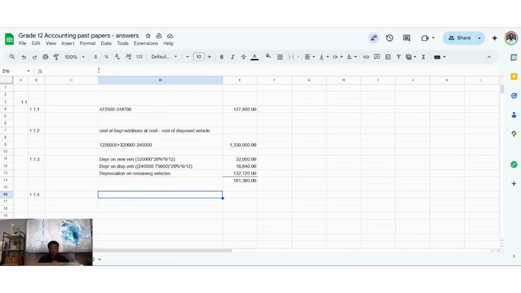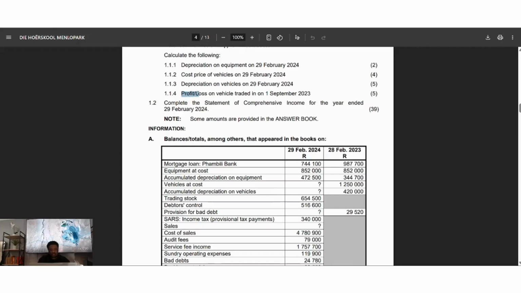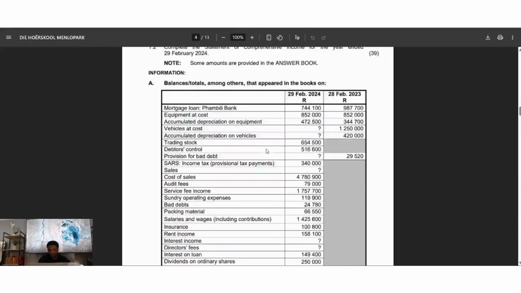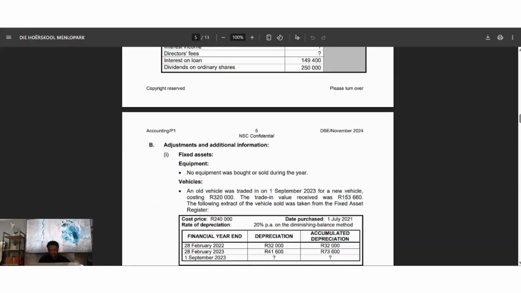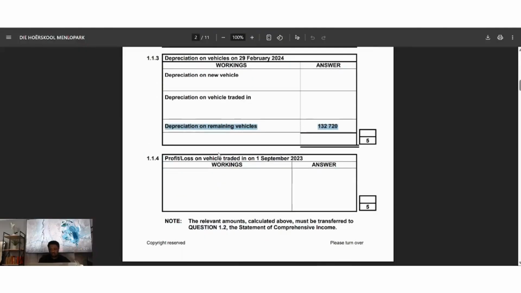All right, cool. So the next thing you're going to go into is 1.4, and 1.4 is asking us to calculate a profit or loss on the vehicle traded in. So in this case we just need to see the trade-in value. So how much was it valued at the trade-in? The trade-in value of this vehicle, I remember that it was 153,660. Also, let me just quickly check the answer sheet so you can see that it doesn't give much.